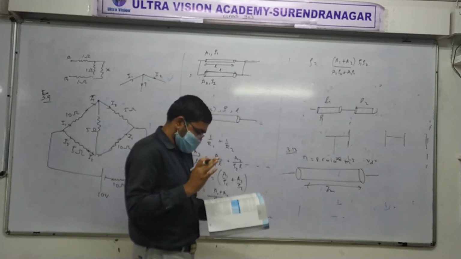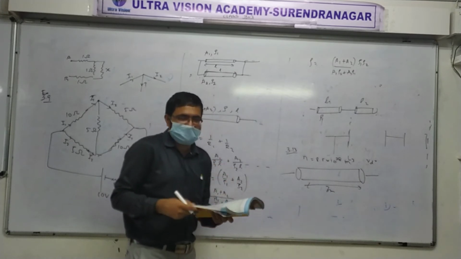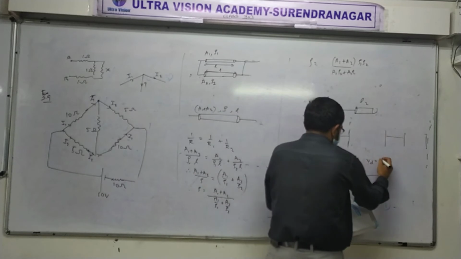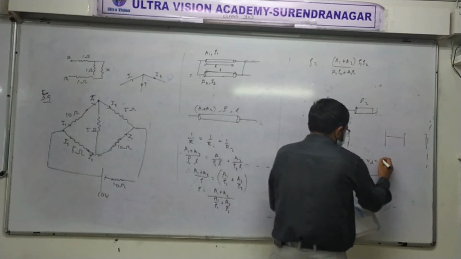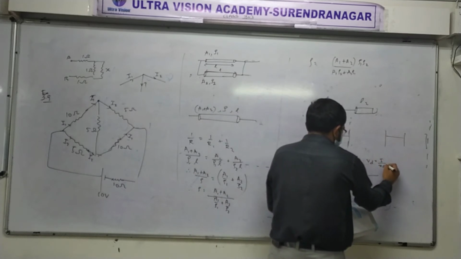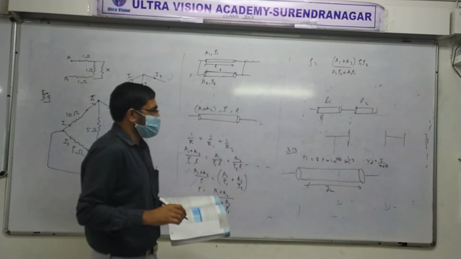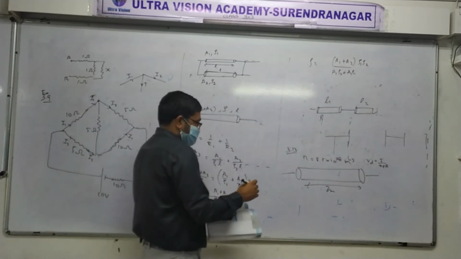Area is given, length is also given. How much will be the drift velocity? That we will know by current. I = nAeVd, so Vd = I/(nAe). And that Vd we can take for drifting.